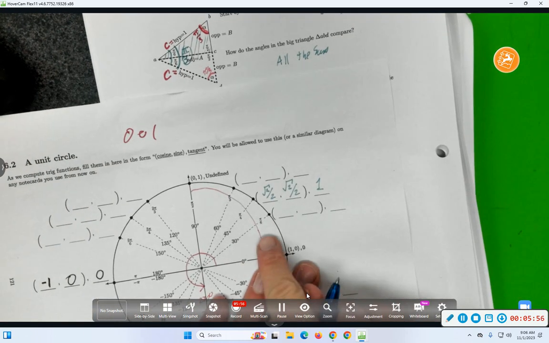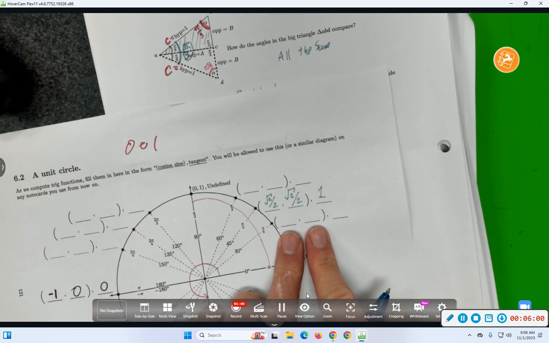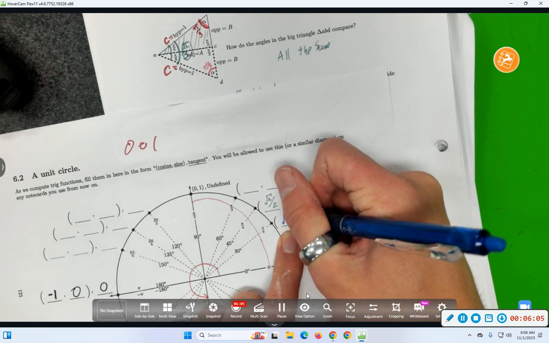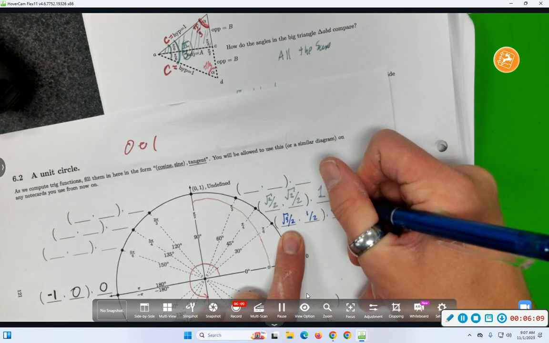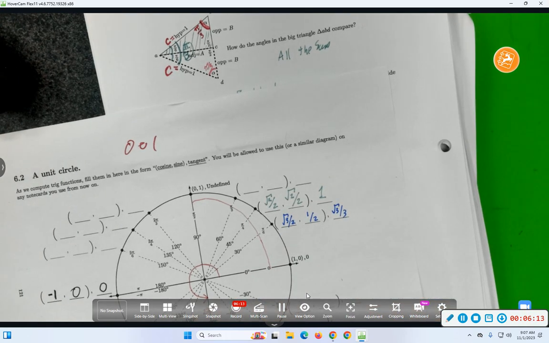So we just did computations at pi over 6. That tells me these points. Cosine is root 3 over 2. Sine is 1 over 2. Tangent is root 3 over 3. All right. That seems pretty okay.